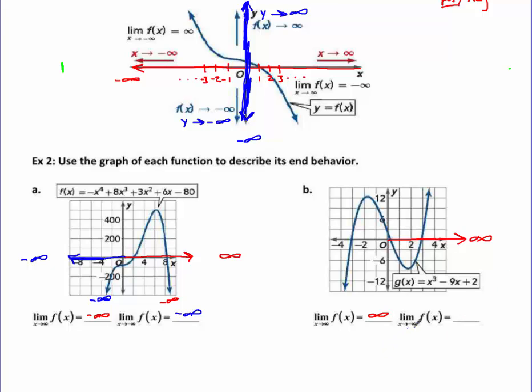And we'll look at the left end behavior, which is what this is asking us for. Well, we see that it's going down, right? It's going down towards negative infinity. So the limit of f of x as x approaches negative infinity is negative infinity.